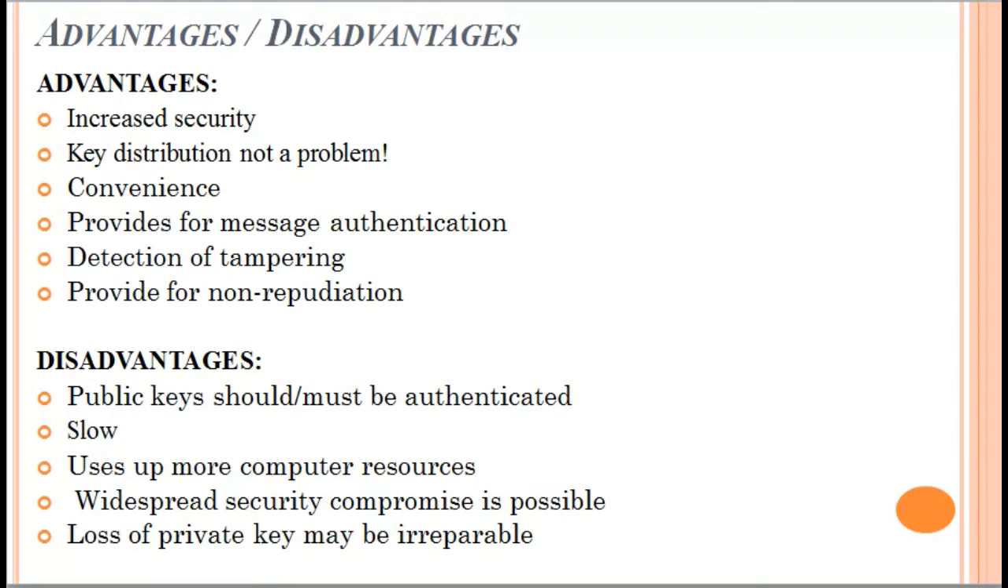Provides message authentication. It means public key encryption allows the use of digital signatures, which enables the receiver of a message to verify that the message is really from a particular sender. And the next advantage is detection of tampering. It means the use of digital signatures in public key encryption allows the user to detect if the message was altered in transit. A digitally signed message can't be modified without invalidating the signature.